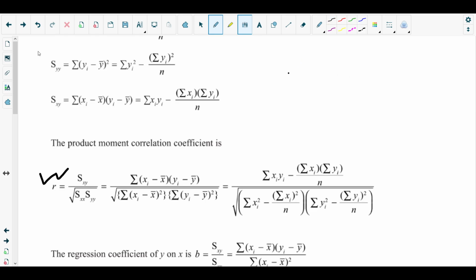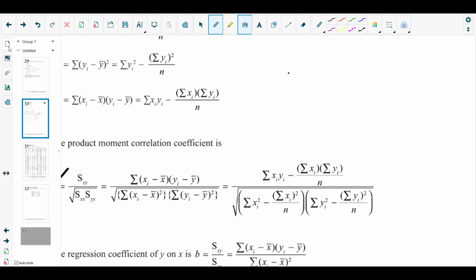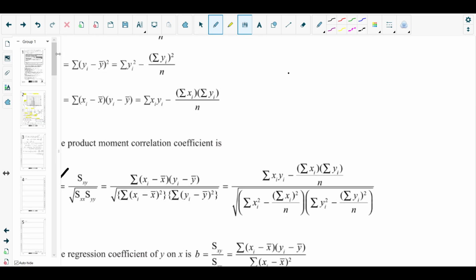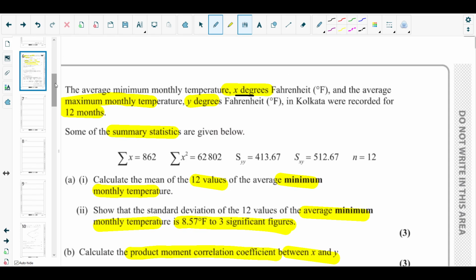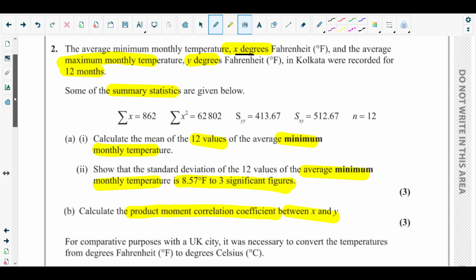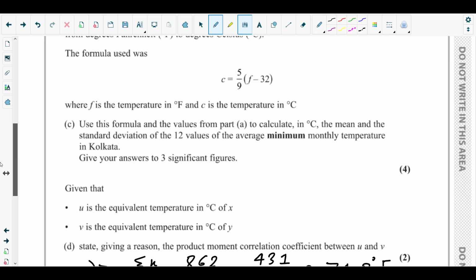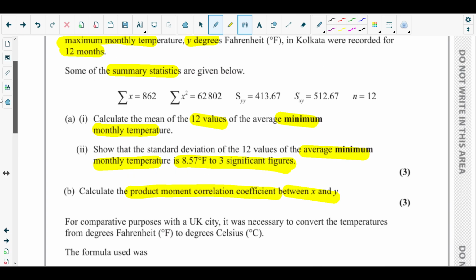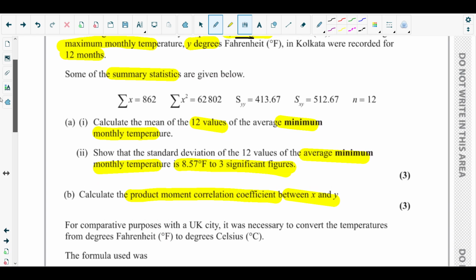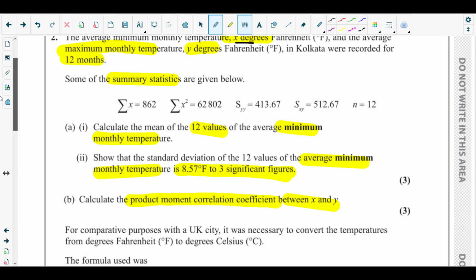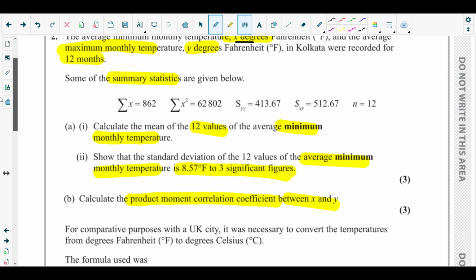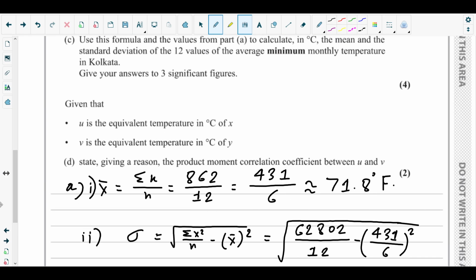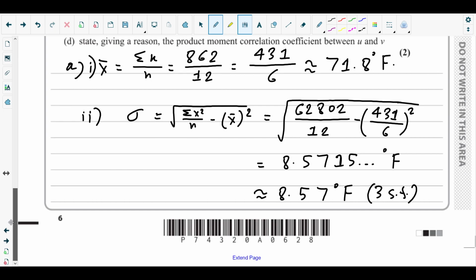So this is S of xy over square root of S of xx times S of yy. We have all of these values in this summary statistics. S of xy is given, S of yy we have. We just need to find out S of xx. So let's find out the value for S of xx at first.